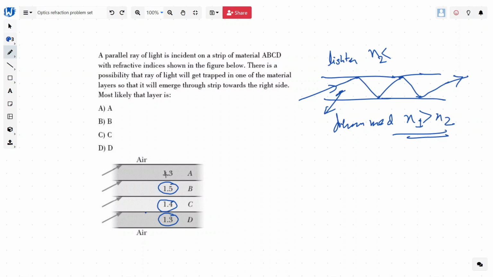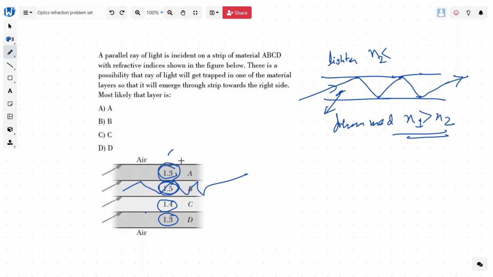In here, 1.5 to 1.3, so yes, a total internal reflection can happen over here. And here, a denser medium to a lighter medium. And then again from 1.3 to air, a denser medium to a lighter medium.